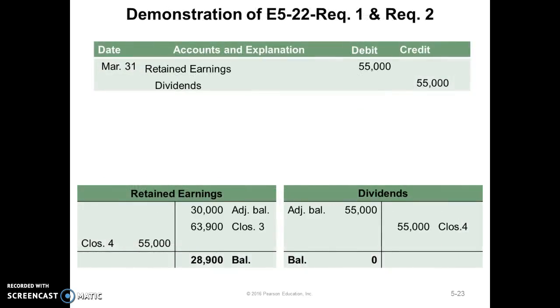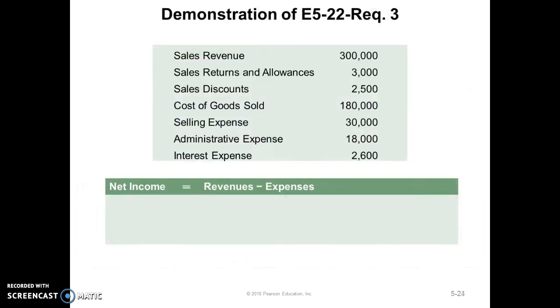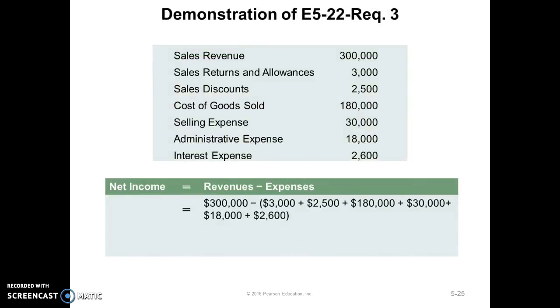We also paid out dividends. Dividends are going to reduce our retained earnings, right? Because we're actually giving that earnings back to the people that own the company. So our retained earnings is going to decrease by 55,000. That's why we're debiting it. And our dividends is a credit of 55,000. As we went through all of that, we realized that our net income was, as we said before, the 63,900.